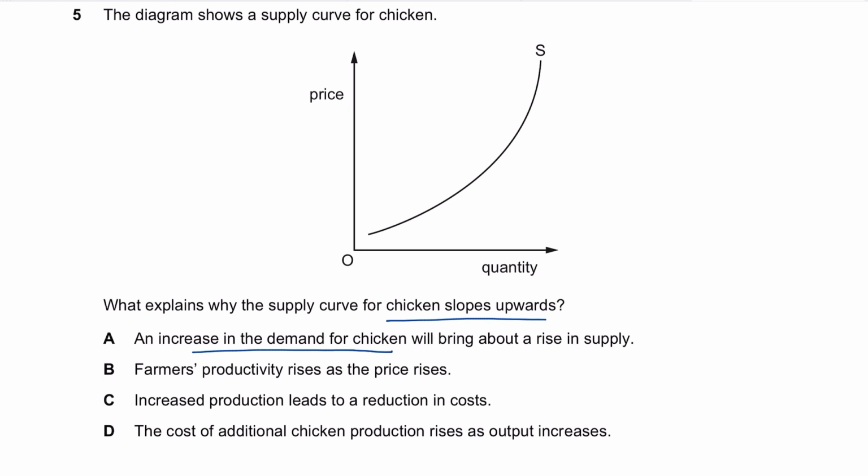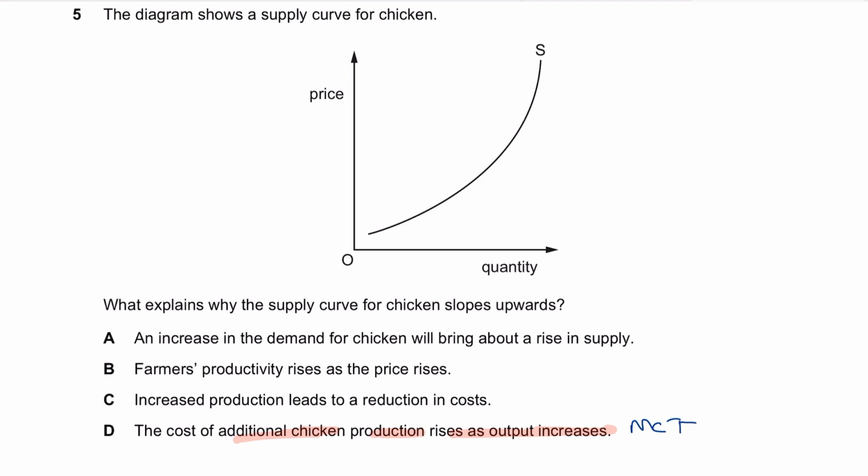Increased production leads to a reduction in cost. Increased production will not lead to a reduction in cost. It can, but this is also not an explanation for why your supply is upward sloping. The cost of an additional chicken production rises as output rises. This will be the answer. Why? Because what they're saying is the cost of an additional chicken production rises as output rises. So they're talking about marginal cost. Marginal cost rises as output rises.